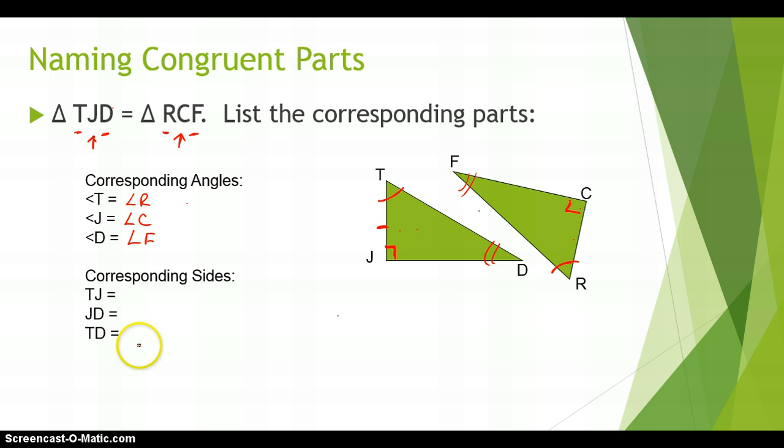And so we can do the same thing with our sides. If we look at it, TJ is in the first two in order. So TJ will correspond with RC. JD, second and third letters. CF, second and third letters correspond. And my two outsides, TD, corresponds with RF.